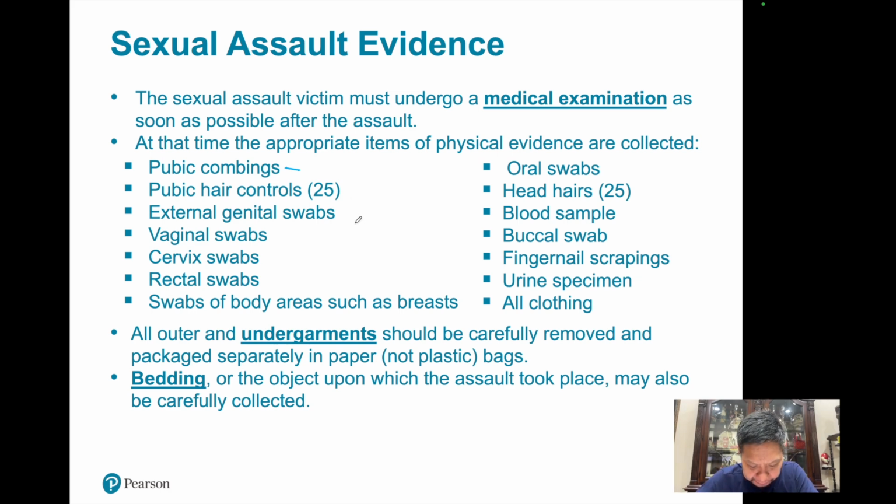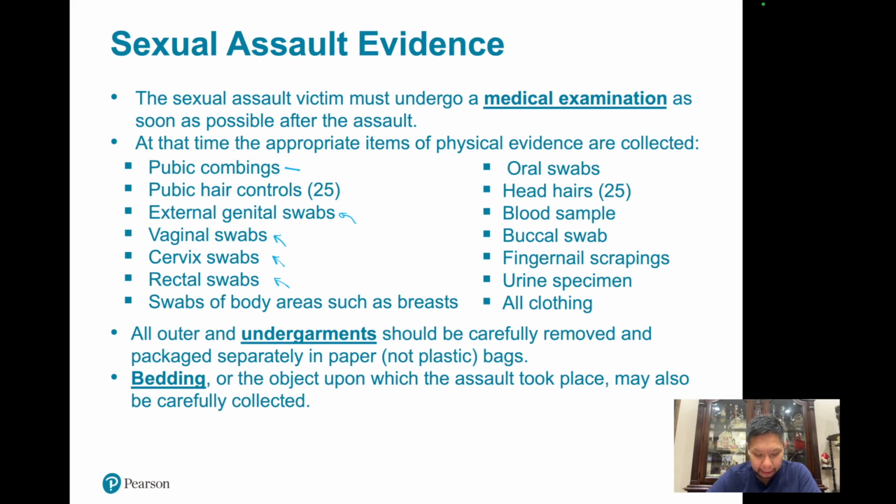There's also always external genital swabs done to see if there's any seminal fluid or sperm or anything that was left over after the assault, still on the external genitalia of whoever, whether it's a male or female, right? So that includes vaginal swabs, right? They also do vaginal swabs in case there was any seminal fluid or sperm left behind. Cervical swabs as well, again, same reason. And also rectal swabs for the same reason, because seminal fluid can be left behind in the rectum as well.